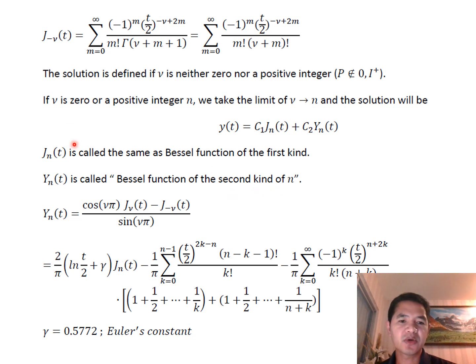So you have to figure out what the value of nu is. If nu is not zero or a positive integer, then we can use nu. But if nu is zero or a positive integer, then you have to use n instead of nu, and the answer is in this form. I'm going to summarize in the next slide, so don't worry about it. Yn is equal to this long form. You don't need to remember it, just look at it.